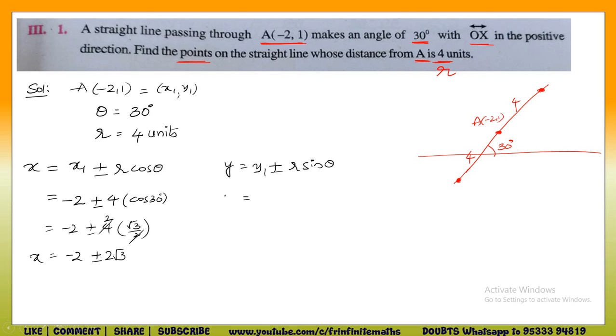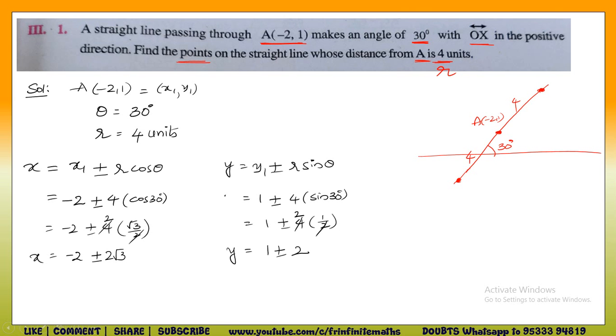The same way for the y value: 1 plus or minus r, which is 4 into sin 30 degrees. The value of sin 30 is 1 by 2. So 1 plus or minus 4 into 1 by 2, the 2 in 4 cancels 2 times. So I will be getting 2 values for y also: 1 plus or minus 2.